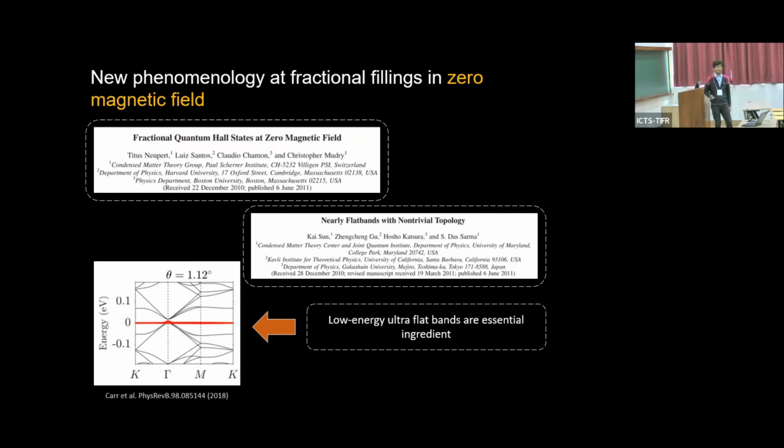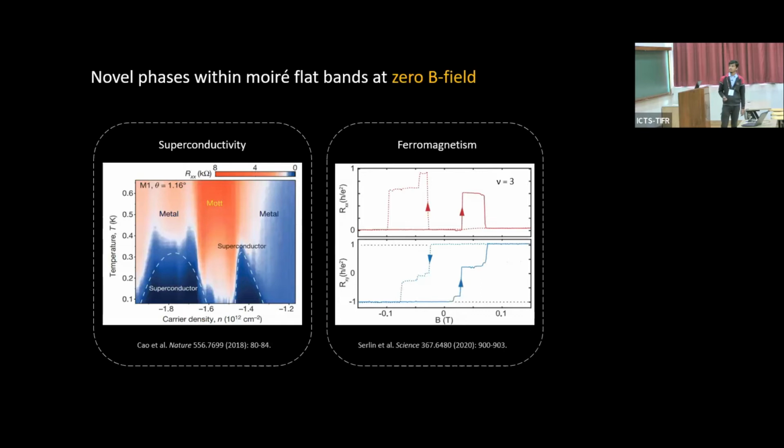And because of the flatness of the band, the electron correlations within the band will be very high. So the Coulomb interaction dominates over the kinetic energy of electrons. And you see this beautiful phase diagram at zero magnetic field. You can see superconductivity, you can have orbital ferromagnetism. And note that most of the correlated phases in twisted bilayer graphene appear at or near an integer number of carriers per Moire unit cell.